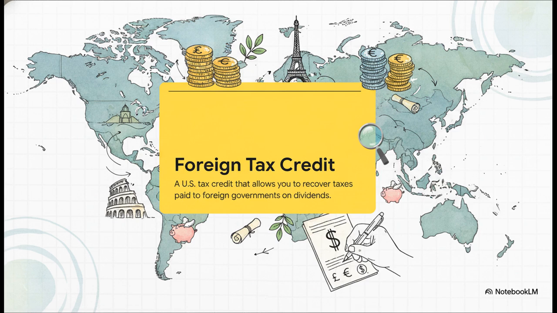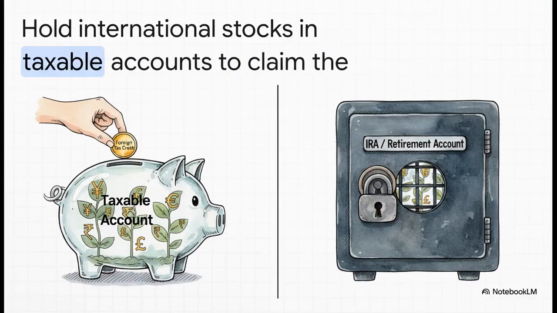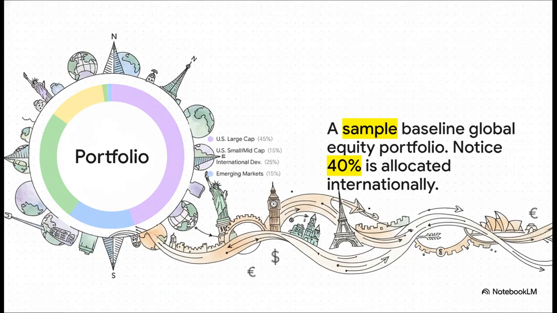And hey, here's a pro tip that can save you real money. International investing comes with this valuable tax benefit that a lot of people just miss out on. It actually lets you reclaim taxes that were paid to foreign governments. So the key takeaway here is pretty simple. Where you hold your assets really matters. By placing your international stocks in a regular taxable brokerage account instead of a retirement account like an IRA, you can actually claim this credit and boost your after-tax returns. Pretty cool, huh? So putting it all together, here's a real-world example of what a balanced, globally diversified stock portfolio could look like. A key feature here is that 40% of the total is allocated outside the US, and it's split between those developed and emerging markets we talked about.